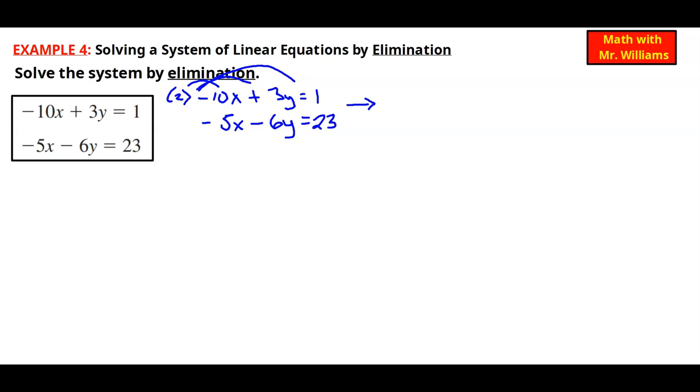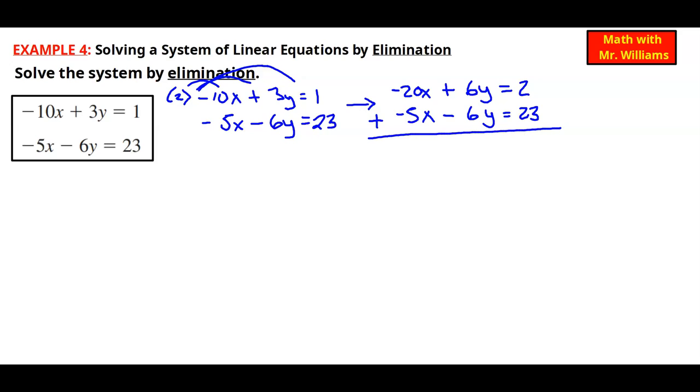So the first one will change into 2 times negative 10x will give me a negative 20x, plus 2 times 3y will give me 6y, 2 times 1 will give me 2. I'm going to bring over my second equation. All right, and now I'm going to add everything. So I'll add negative 20x plus a negative 5x will give me a negative 25x. Positive 6y and a negative 6y will cancel, giving me 0 equals 2 plus 23 will be 25. So when I simplify, we have negative 25x equals 25.